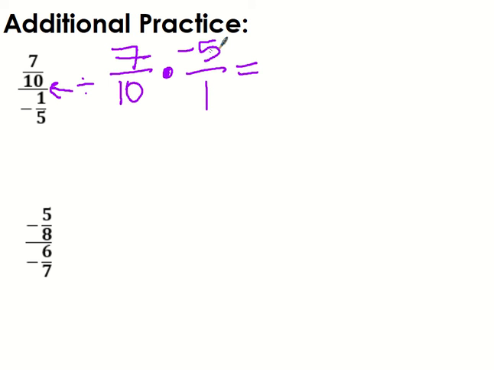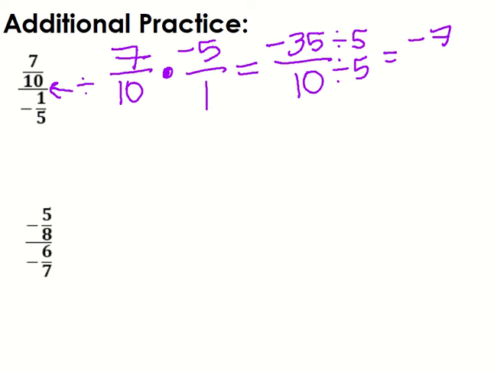So we take the reciprocal of our denominator, and then we multiply just like we multiplied on the last page. So 7 times -5 is -35, and 10 times 1 is 10. I'm going to reduce this by 5, and I'm going to get negative 7 over 2.